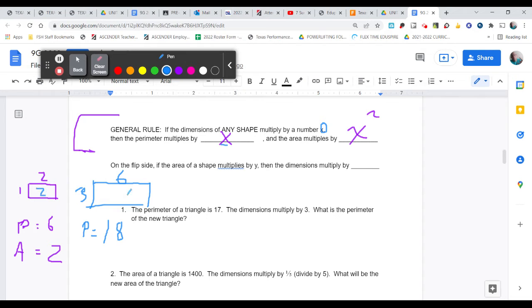We can check our work, because 6 plus 3 plus 6 plus 3 equals 18. If you want to draw up examples, you can. This rectangle had an area of 2. What's the area of the new one going to be? It's going to be 18. So let's think about this for a minute. The dimensions multiplied by 3, because it was 1 by 2, now it's 3 by 6. The perimeter multiplied by 3, from 6 to 18, because the dimensions and the perimeter do the same thing. The area is going to multiply by what?